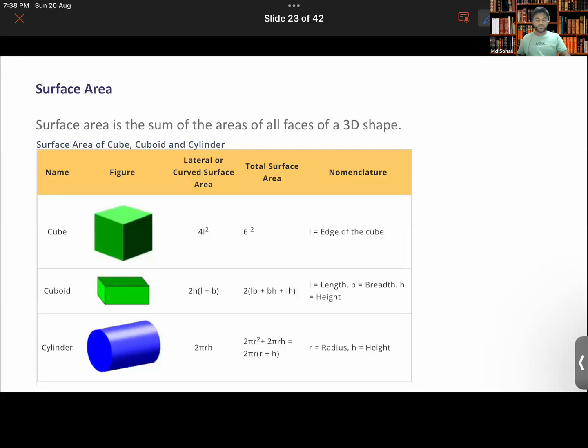You have to memorize these formulas, lateral surface areas and total surface areas, right? Lateral surface areas are basically the boundary of the 4 walls, excluding the top and bottom. And the total surface area includes the top and bottom of the 3D object. So the total surface area of a cylinder, as you guys already know, is 2 pi r plus h, right?